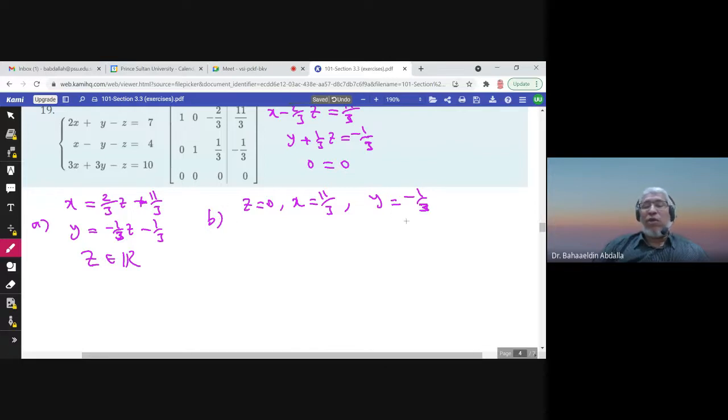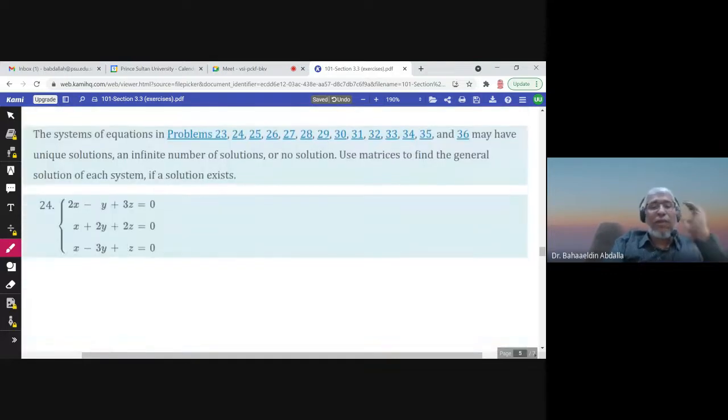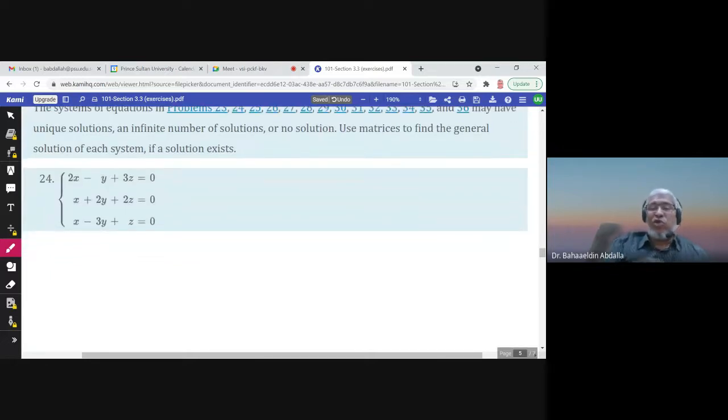Second one, I choose z to be 1. Okay. Then x would be 2 over 3 plus 11 over 3. That's 13 over 3. And y would be negative 1 over 3, negative 1 over 3. That's negative 2 over 3. So this is another solution. And you can choose z, any real number, and every time you will get a new solution. The system of equations may have unique solutions, infinite number of solutions, no solutions. You use matrices to find the general solution.